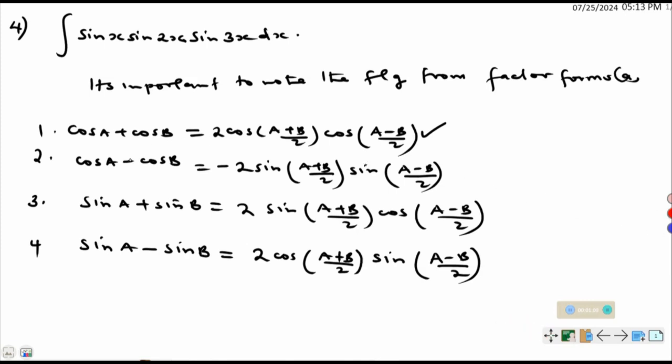Similarly, if you have cos of any angle minus cos of another angle, it will always give you an expression of this form. Likewise, for sine of A plus sine of B, you have 2 sine of (A plus B) divided by 2 cos of (A minus B) divided by 2. The same applies for sine of A minus sine of B. Still, you will be getting 2 cos of (A plus B) divided by 2 sine of (A minus B) divided by 2. So we get all this from what we call the factor formula in trigonometry.